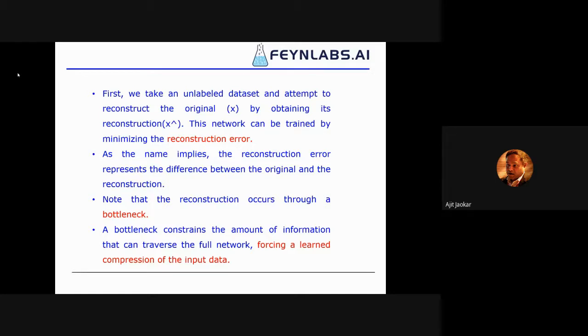If you have labels for the data, then you train using labeled data, and with that you can make predictions or classifications, etc. But with unsupervised learning, you do not have labels, and that's a key characteristic. So what you do when you don't have labels is reconstruction. This is one of the strategies. A reconstruction error, as the name implies, represents the difference between the original and the reconstruction.